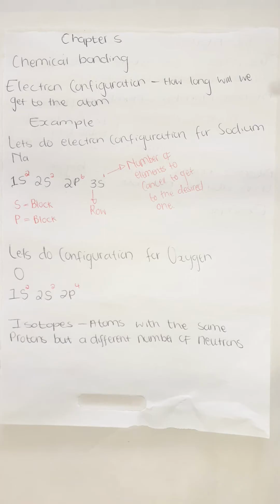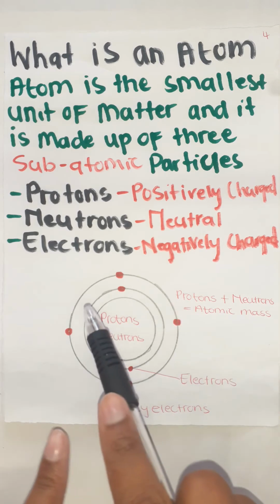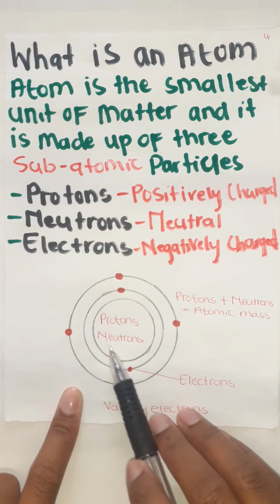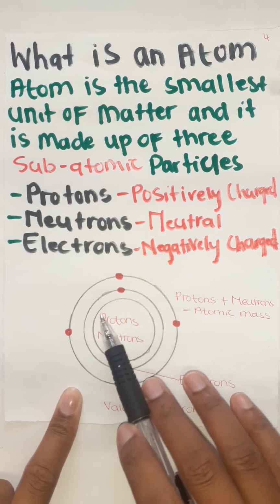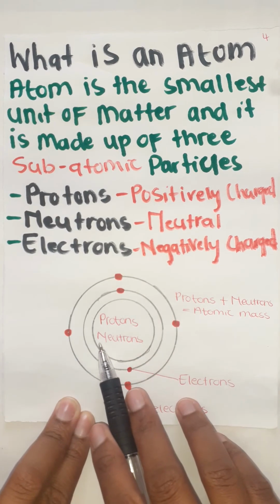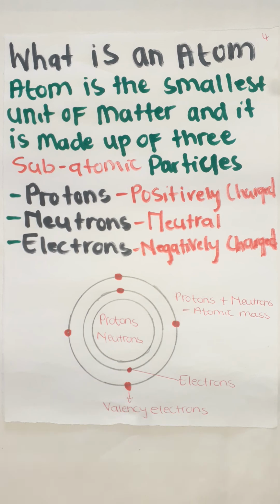So what are isotopes? Isotopes are atoms with the same number of protons but a different number of neutrons. Remember, in our first video, we drew an atom, and inside it we have the nucleus. The nucleus has protons and neutrons. So when we say some elements are isotopes, we mean that they have the same protons but a different number of neutrons. Neutrons are neutral. They are neither positively nor negatively charged.